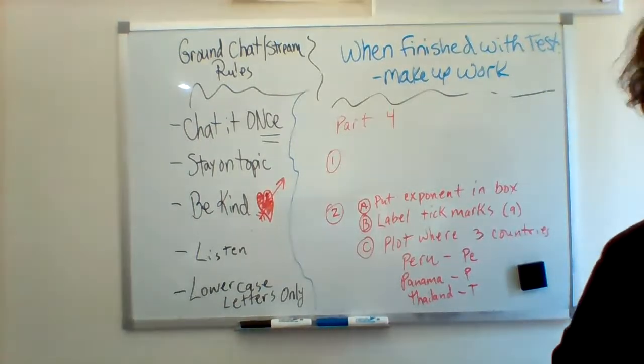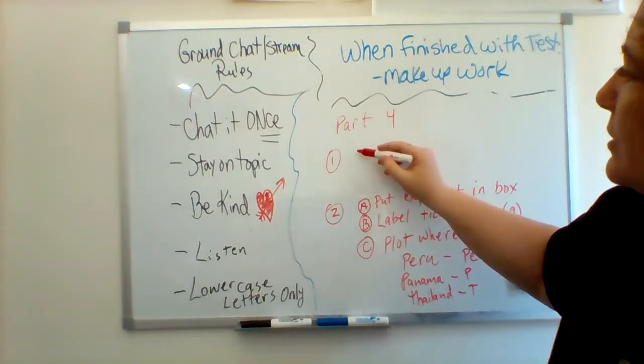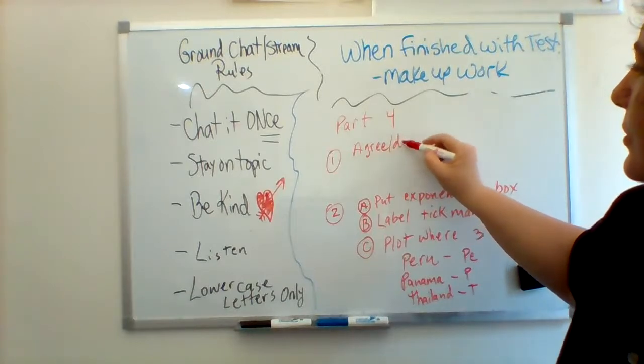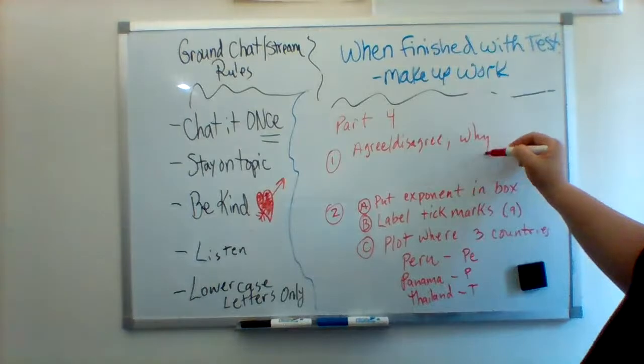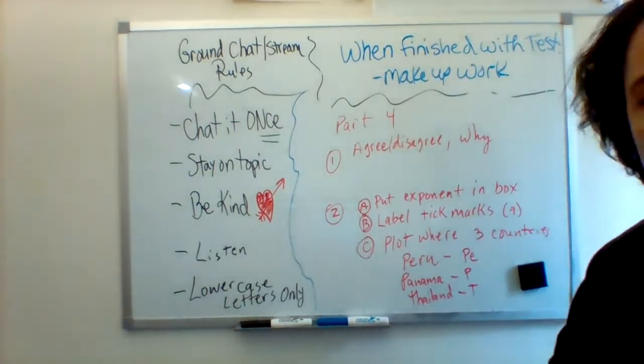For the first part, when you're doing part one, for the first question, you have to say if you agree or disagree and why. And then that's that part. So there's only really that to do for the first question.